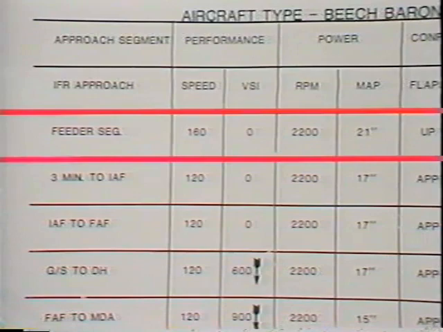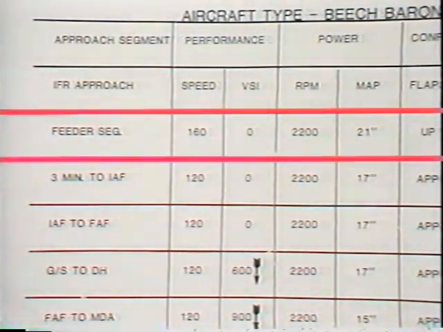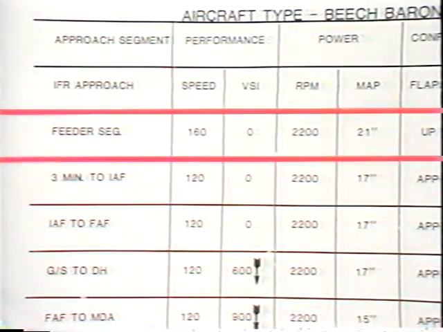And you'll notice that when you're on the feeder segment, and many times the controller will ask you to keep your speed up. Well, remember that in controlled airspace such as TCAs, the maximum speed is 157 knots. Well, we can give him 160, that wouldn't be too bad. And your Baron will do 160 at these lower altitudes with 2,200 RPM and 21 inches of mercury clean.